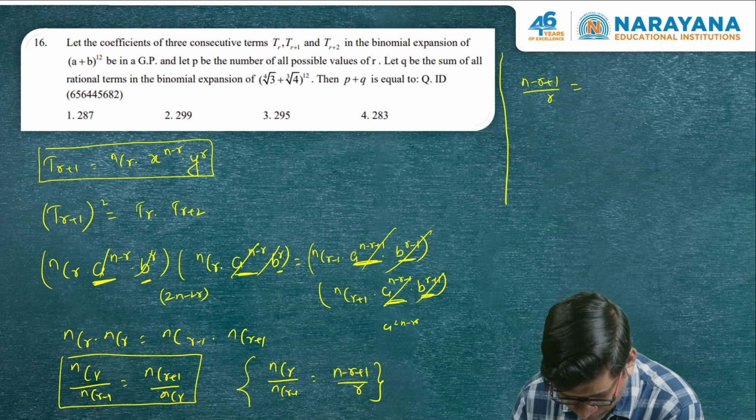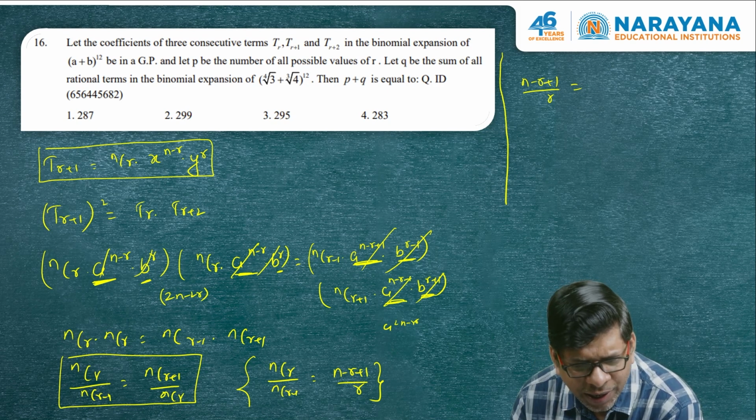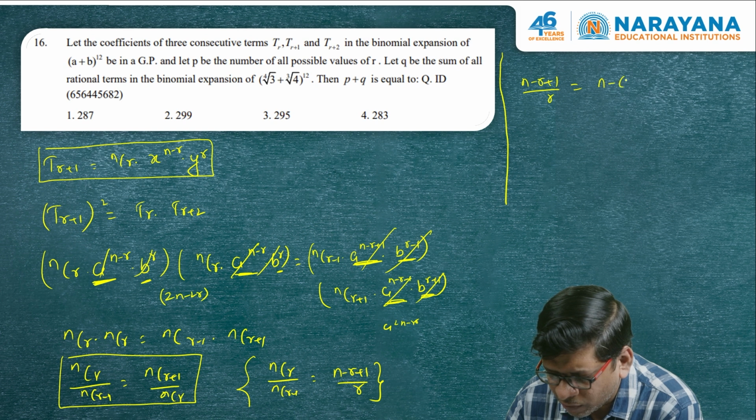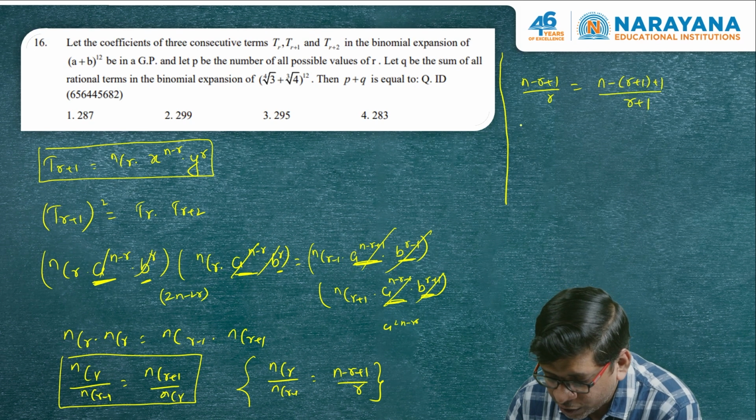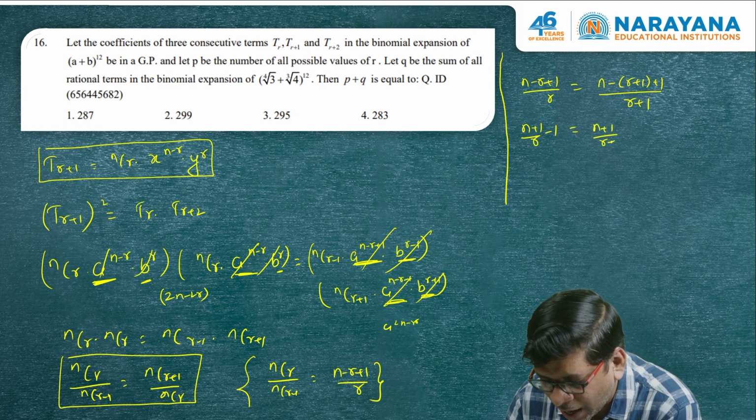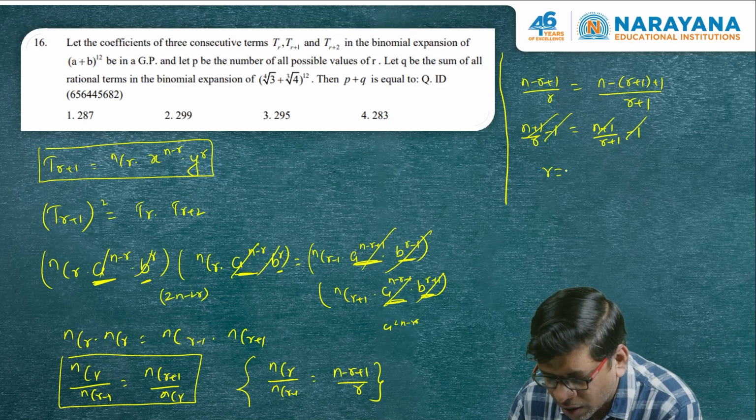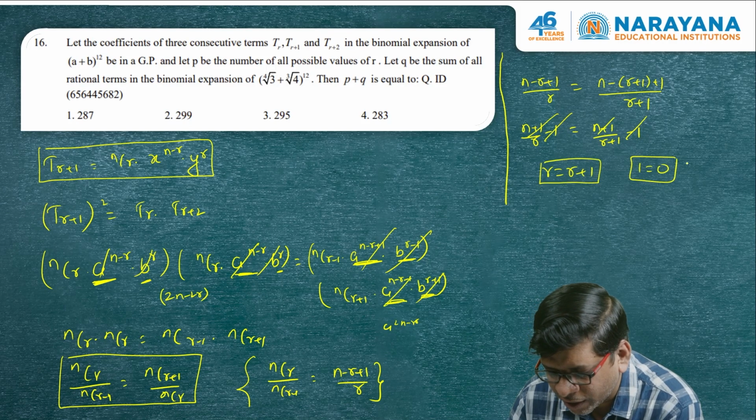RHS, if you look at it, in place of r it is r plus 1. So in place of r you put r plus 1, which becomes (n minus r plus 1) by r equals (n minus r) by (r plus 1). These two get cancelled. Even n plus 1 also gets cancelled. r equal to r plus 1 means 1 equal to 0. See what we are getting, an absurd result.